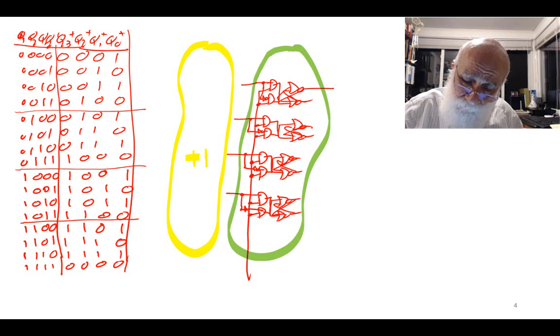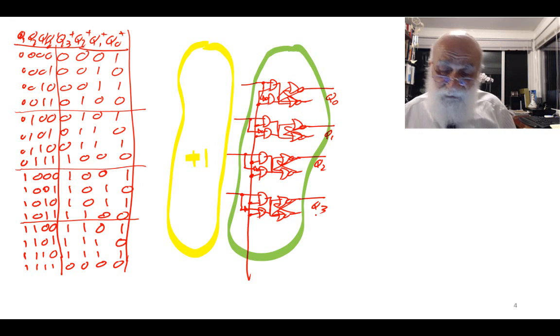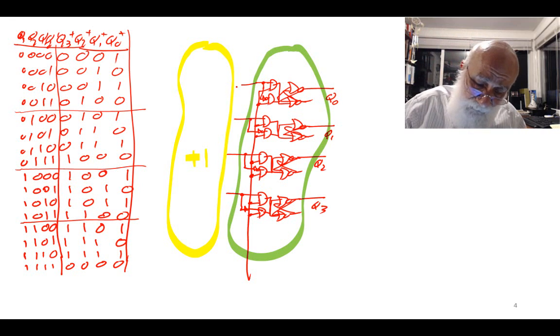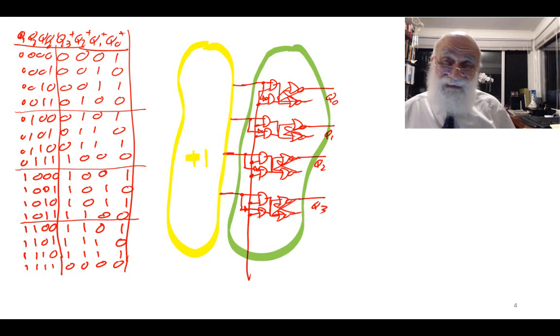Okay. This is my Q0, Q1, Q2, Q3. The inputs are the present values. Then a pulse on clock happens.